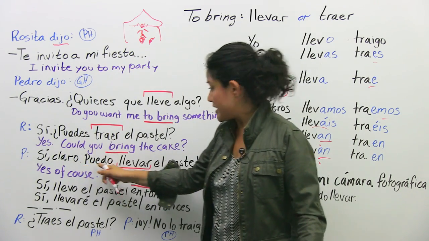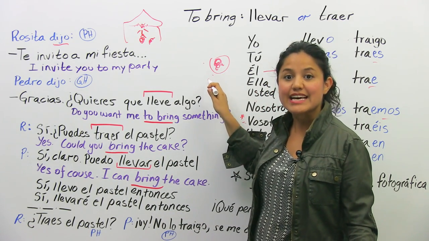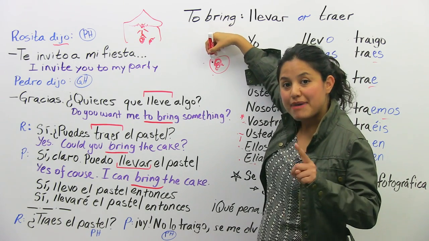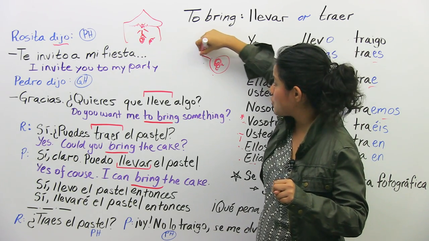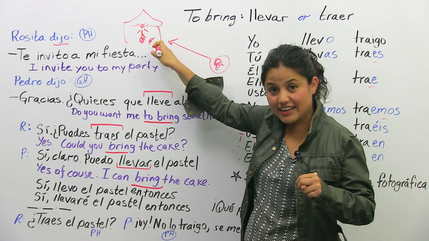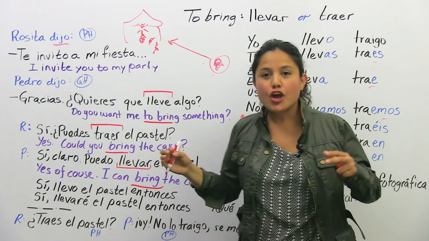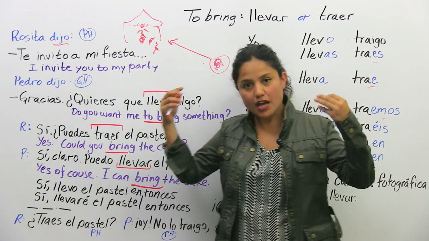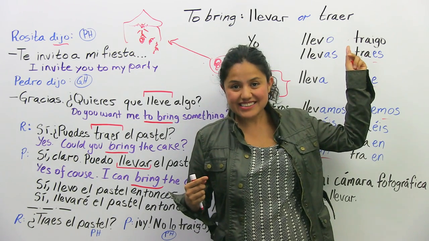Now say Pedro says, yes, I can bring the cake. Pedro is here and says, yes, puedo llevar el pastel. Pedro is saying puedo llevar because he's here and he has to bring it over here. And Rosita is here, aquí, and she is asking Pedro to bring it here. When you are asking someone to bring something where you are, you're going to use the verb traer.